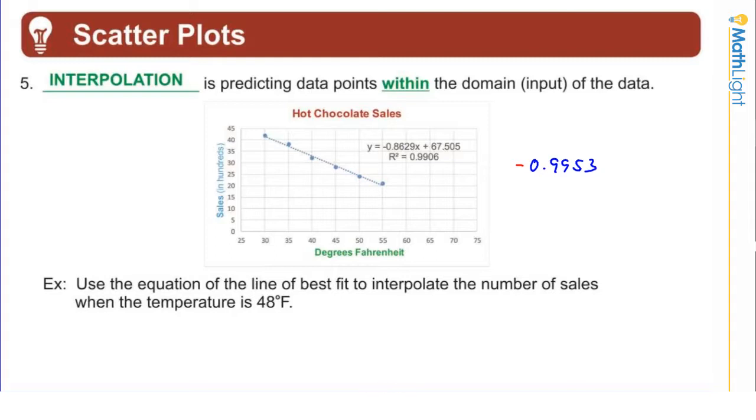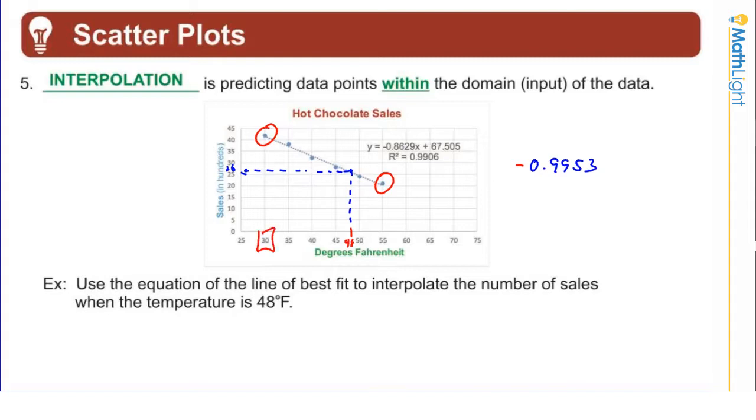I could try to read it off the graph, and I'm going to guess that 48 degrees is right about there. And therefore, I'm going to go up to my graph. I'm going to hit this point, and I'm going to come over, and I don't know, I'm going to guess 26 or 27. Okay, so I could guess. Now, this is definitely interpolation. Why? Because here's the beginning of the domain, and here's the end of the domain. And I'm definitely between those values, right?